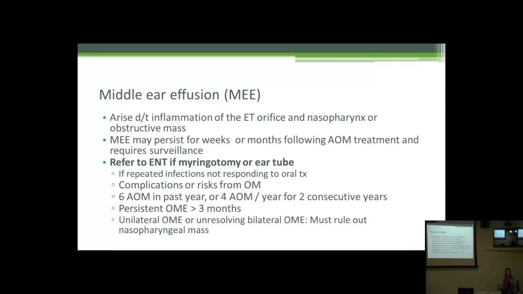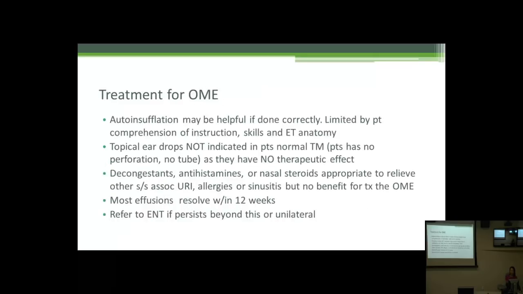Okay, treatment. All right, so ear popping or autoinflation or the Valsalva maneuver to try to pop the ears, if they can't do it, it's worth trying as often as they can. The use of topical eardrops has no benefit in somebody with middle ear effusion. There's no reason why you should be giving anybody an eardrop for that.